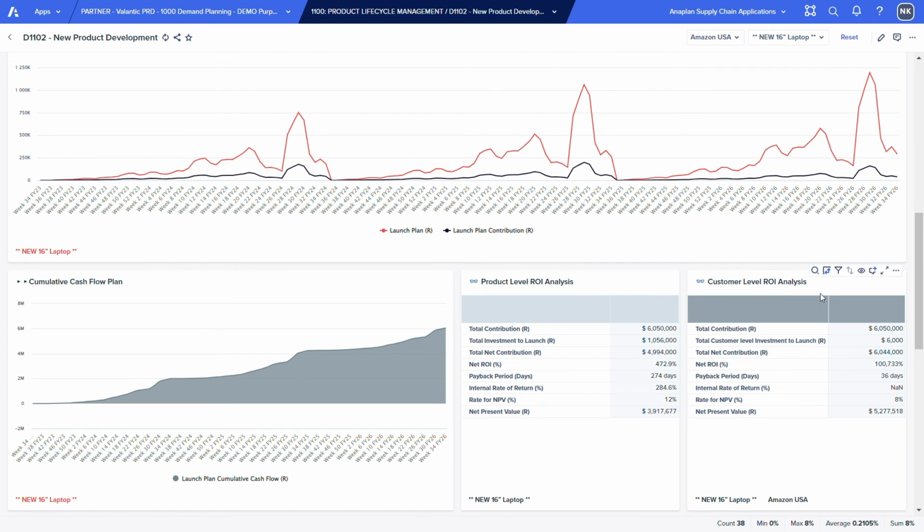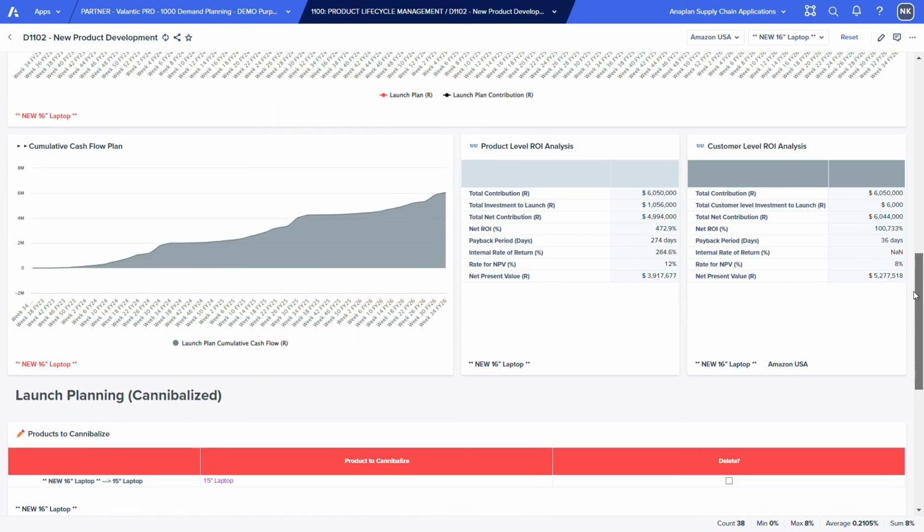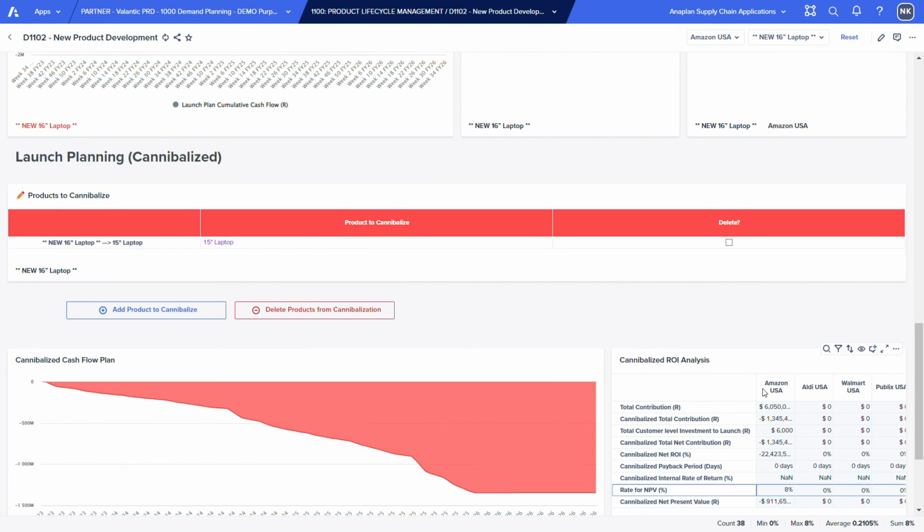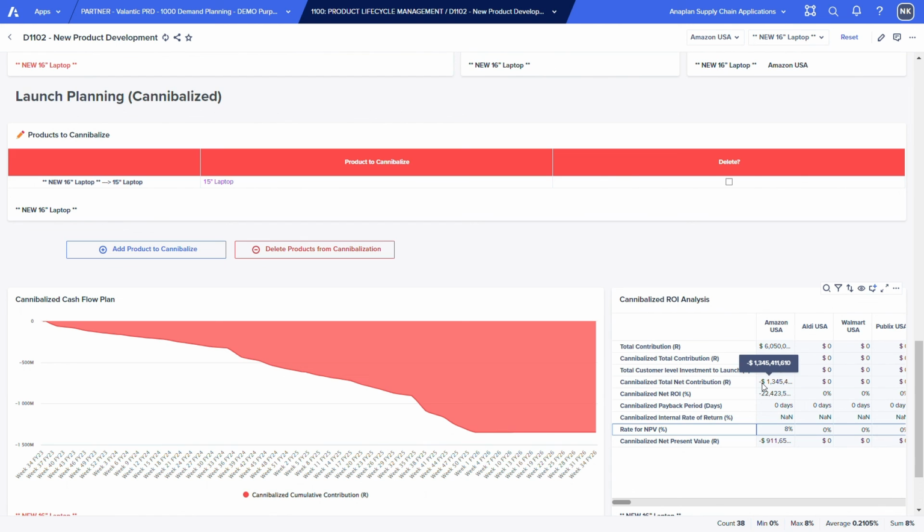Finally, I would suggest we move down to the last part of our dashboard, where we can see how our new launch of the laptop 16 might affect our sales of the current version here, which is the 15 one. So one of the key features here is this cannibalized return of investment analysis section to the right. It quickly tells us the overall impact on our business, including the net ROI, including the payback period days, as well as the net present value rate. And this really helps us to make informed decisions about whether to proceed with the new product launch or not.